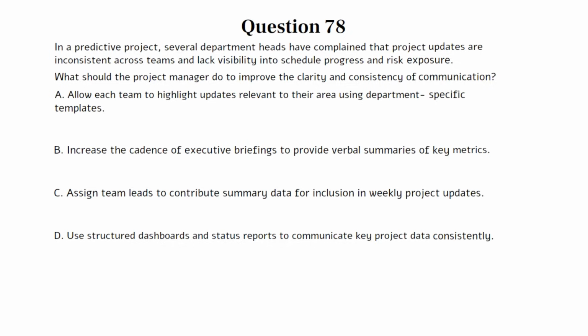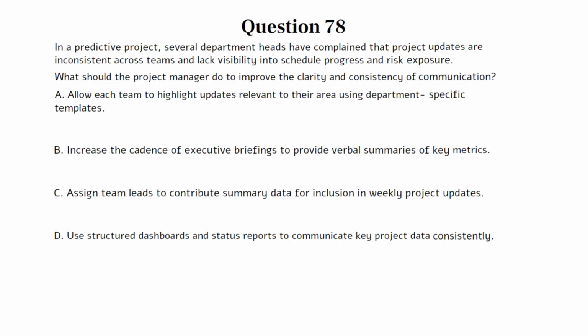Question 78. In a predictive project, several department heads have complained that project updates are inconsistent across teams and lack visibility into schedule progress and risk exposure. What should the project manager do to improve the clarity and consistency of communication?